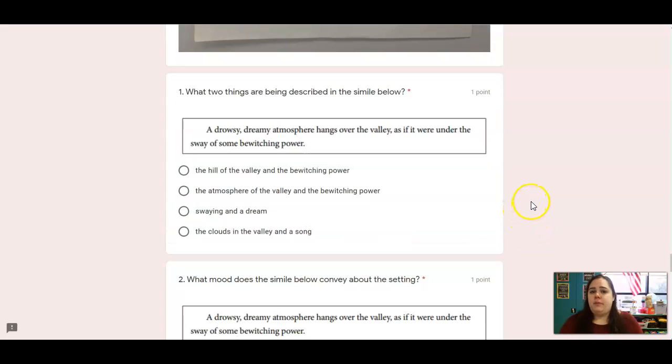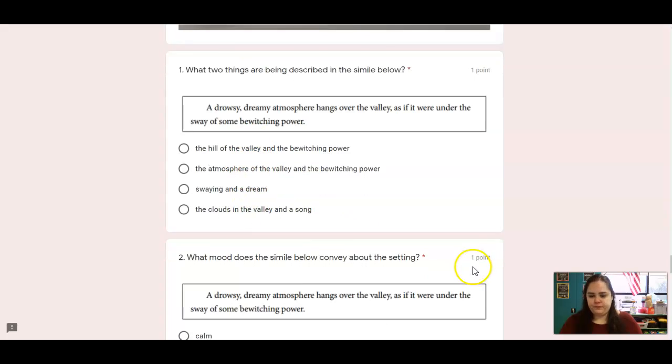Okay, so we're going to look at a couple different figurative languages that are in this story, and you're going to answer some questions about it. So first of all, what two things are being described in this simile? It says, a drowsy, dreamy atmosphere hangs over the valley, as if it were under the sway of some bewitching power. So what are the two things that are being compared here?